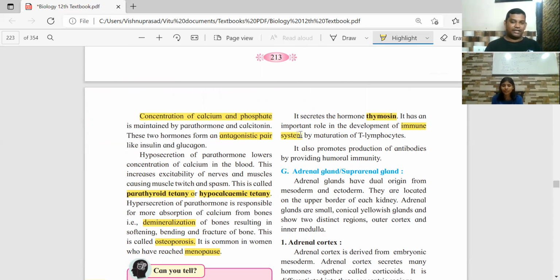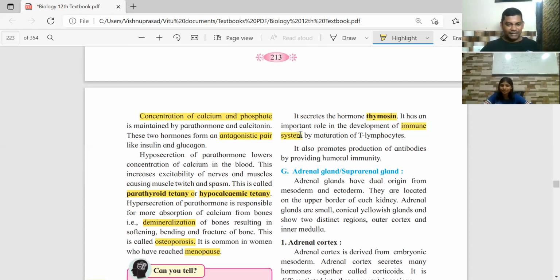Nowadays, since last year, we are talking a lot about immunity, the immune system. What do you mean by immune system? Immune system means when the body has got its own ability to fight against diseases. Yes, that is the correct answer.